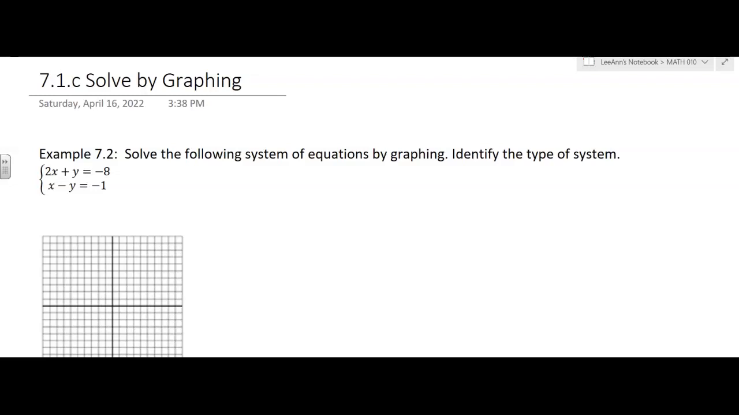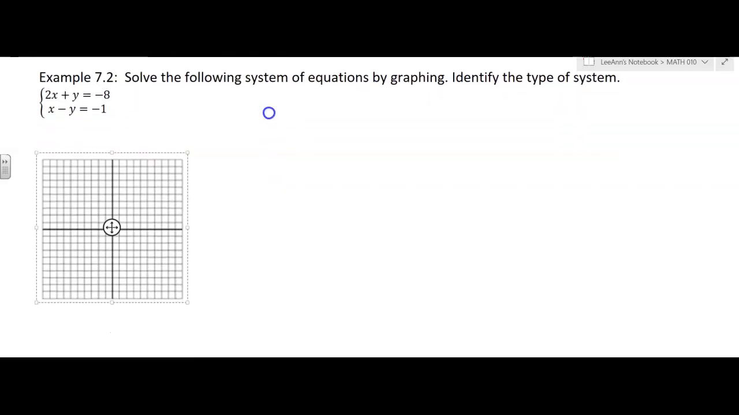Okay, so we're going to solve by graphing. Now, we have three methods to solve. Oh, I told you that before, but we actually have lots of methods to solve. We're going to go over, though, in this section, three methods of solving a system of linear equations. And the first method we're going to look at is graphing.